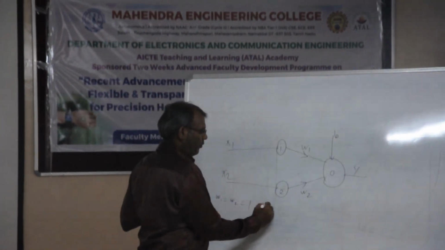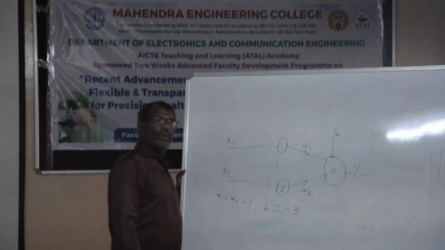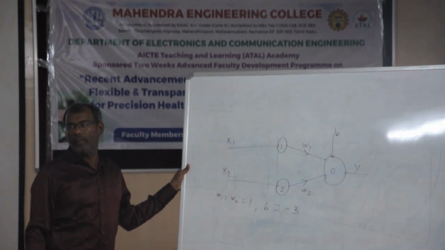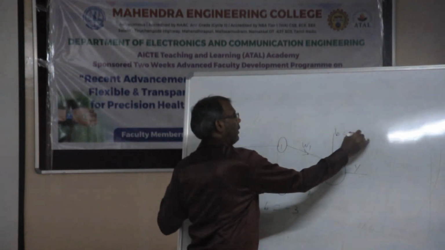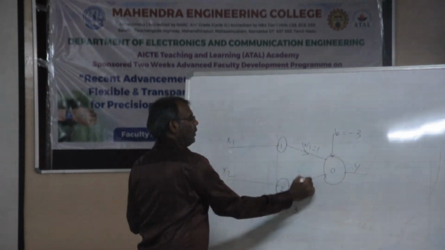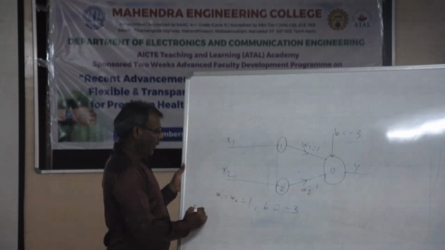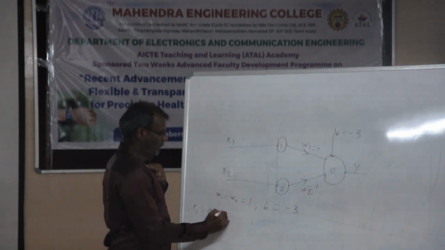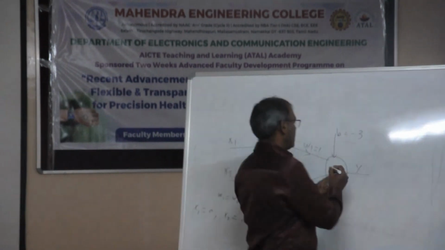Now we assume our b is equal to minus 3. What is b? b means bias. I am considering bias is equal to minus 3. Then W1 and W2 are equal to 1. Now we will test the same case, when x1 is equal to 0, x2 is equal to 0. First we have to understand this equation.